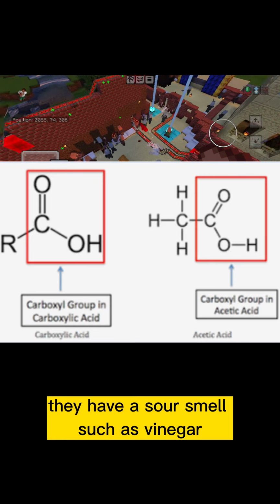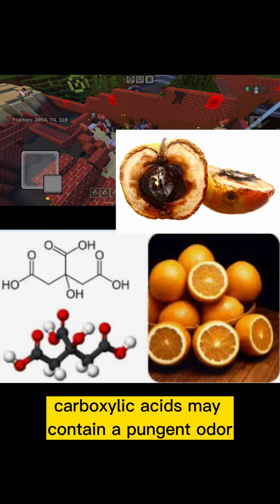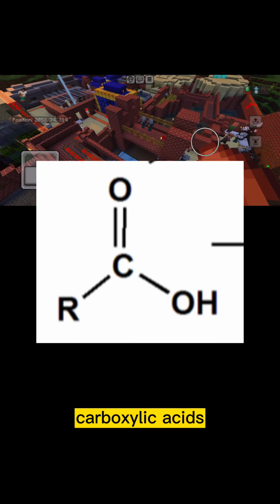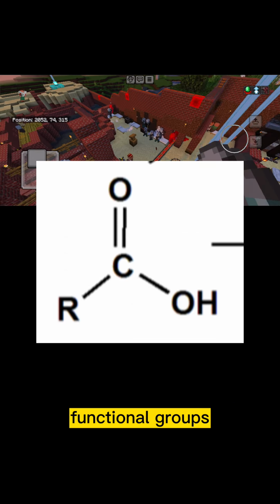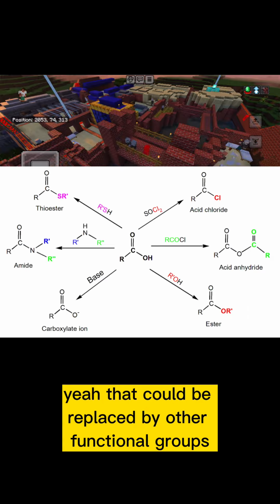They have a sour smell, such as vinegar, and especially the lower carboxylic acids may contain a pungent odor such as rotting fruit. Now, carboxylic acids act as a template for a whole slew of other functional groups. See that alcohol group instead of the carboxylic acid? Yeah, that could be replaced by other functional groups.